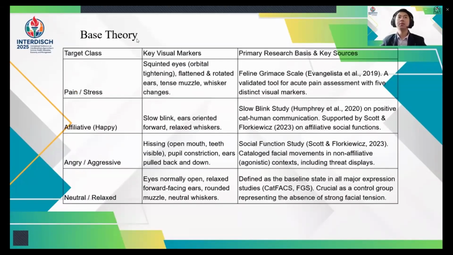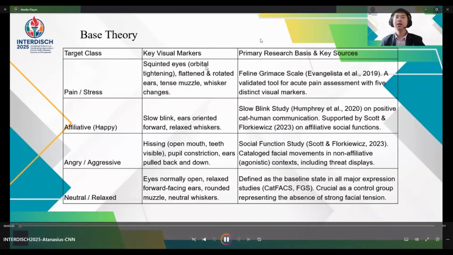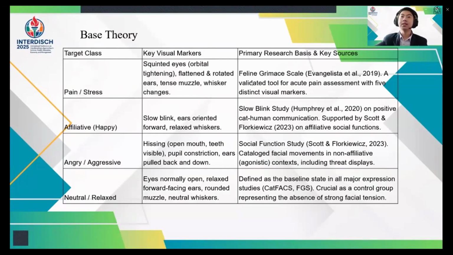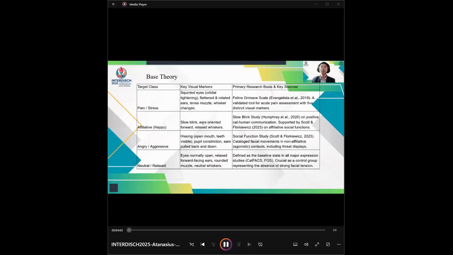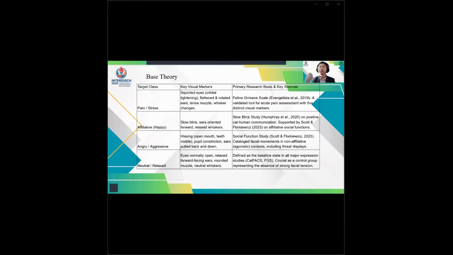So for the research itself, the base theory is the Cat Facial Action Coding System, or CatFACS, which has been done by Scott and Florkiewicz. This CatFACS has been researched for a long time, but in the research published by Scott and Florkiewicz in a behavioral journal, they say cats also have expression like us humans. They prove it by placing landmarks on their faces, not physically but virtually, and then recording every movement those landmarks make when the cats make some expression.